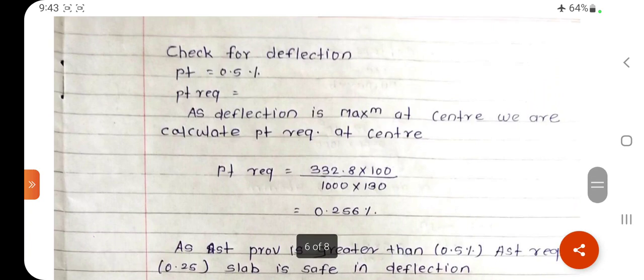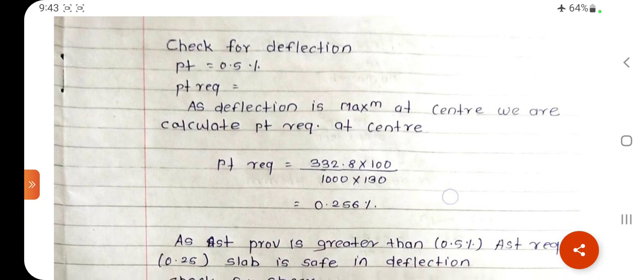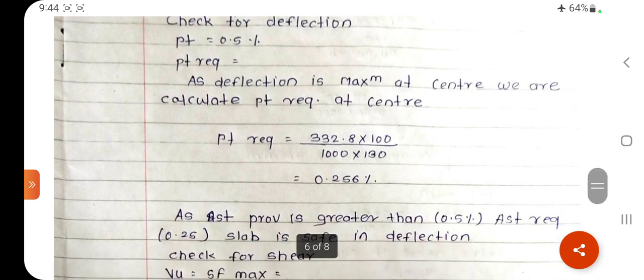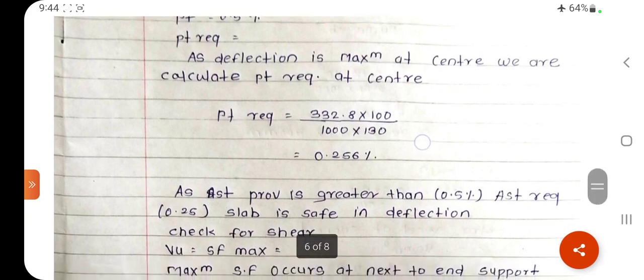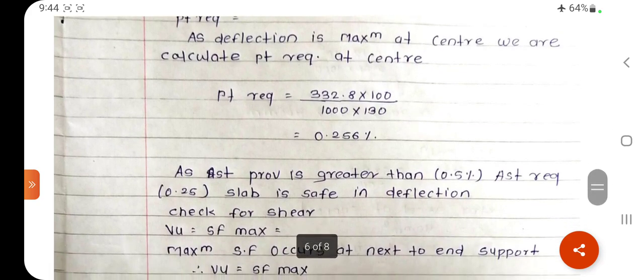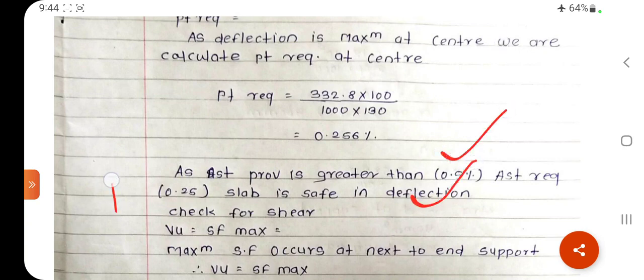Then the check for the deflection. As we know that the deflection is calculated maximum at the center, so we check the Pt at the center. Okay, here the percentage of the steel is 0.256. As AST provided is greater than AST assumed, our slab is safe in the deflection.